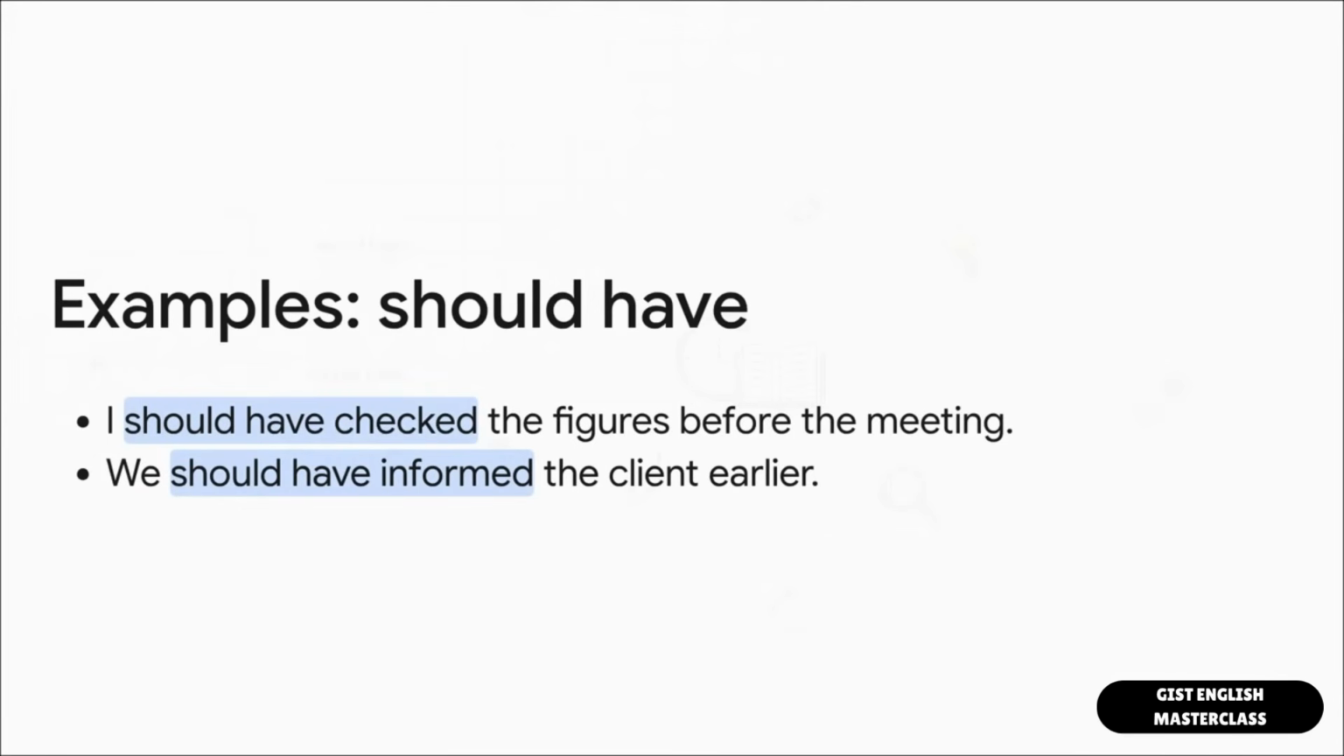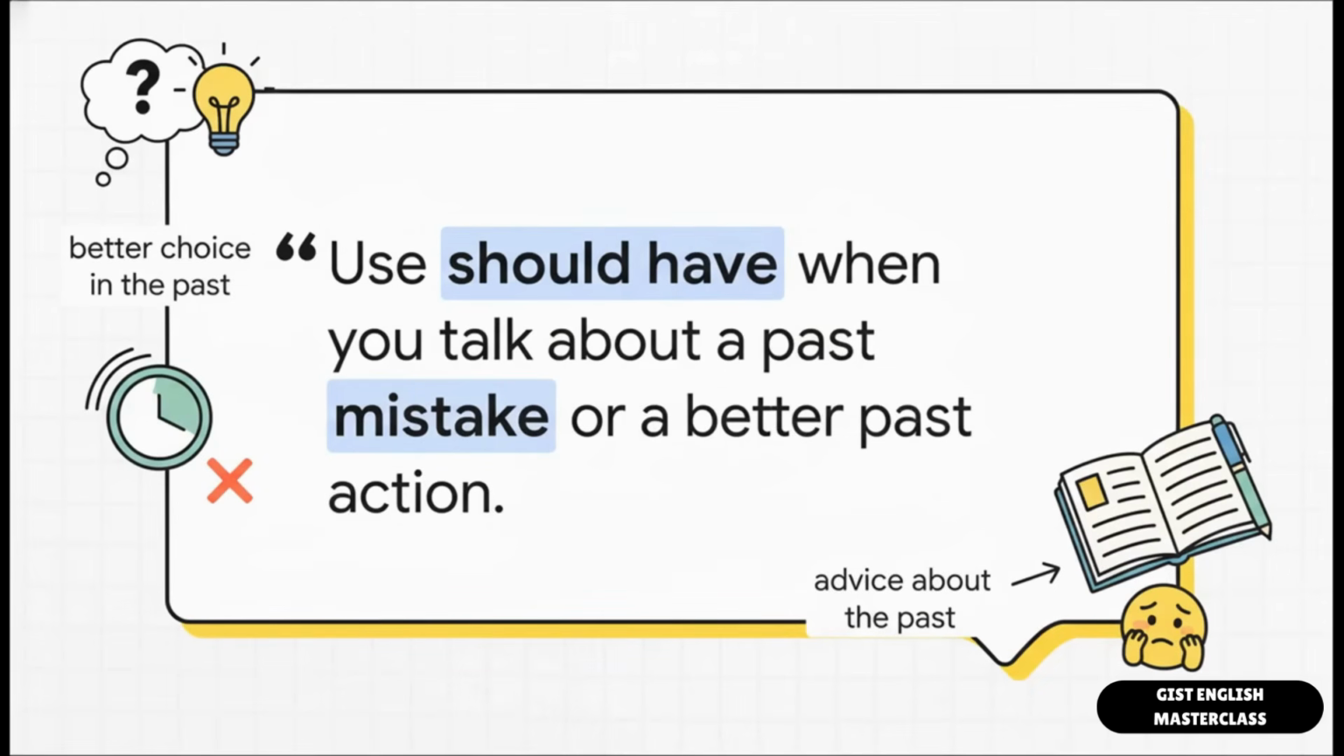Ugh, you can almost feel the regret in that sentence, can't you? It means I didn't check them, and now, looking back, I realize that was definitely a mistake. It was the right thing to do, but I didn't do it. So the key idea here is pretty simple. Use should have when you're talking about a past mistake or a better choice you could have made back then. It's how we give advice about the past or just admit, oops, that was a mistake.